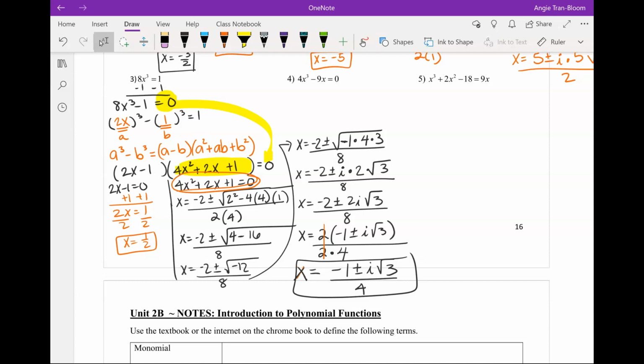All right, Kenneth. There are 3 total. So 1 would be -1 plus i radical 3 divided by 4. Answer number 2 would be -1 minus i radical 3 divided by 4. And the third answer would be x equals a half. The third answer, not necessarily 0.